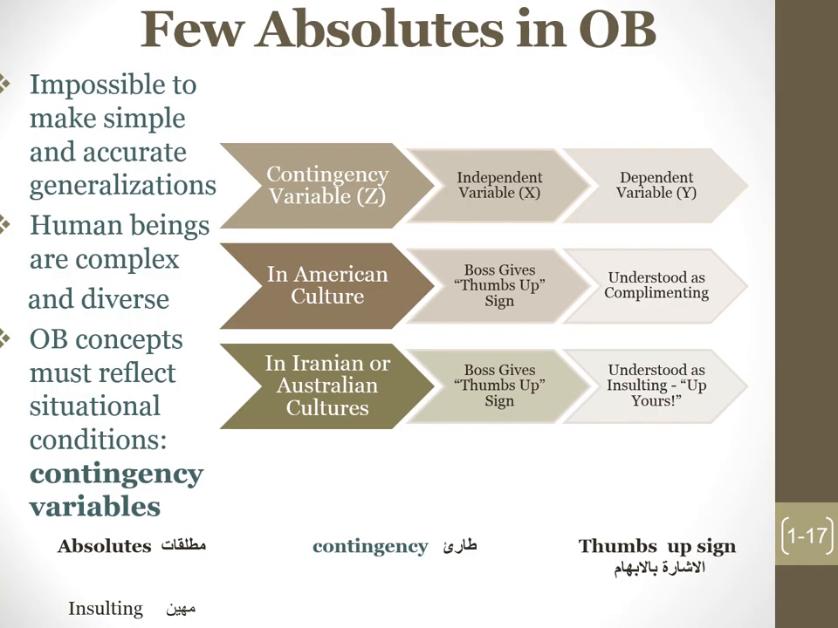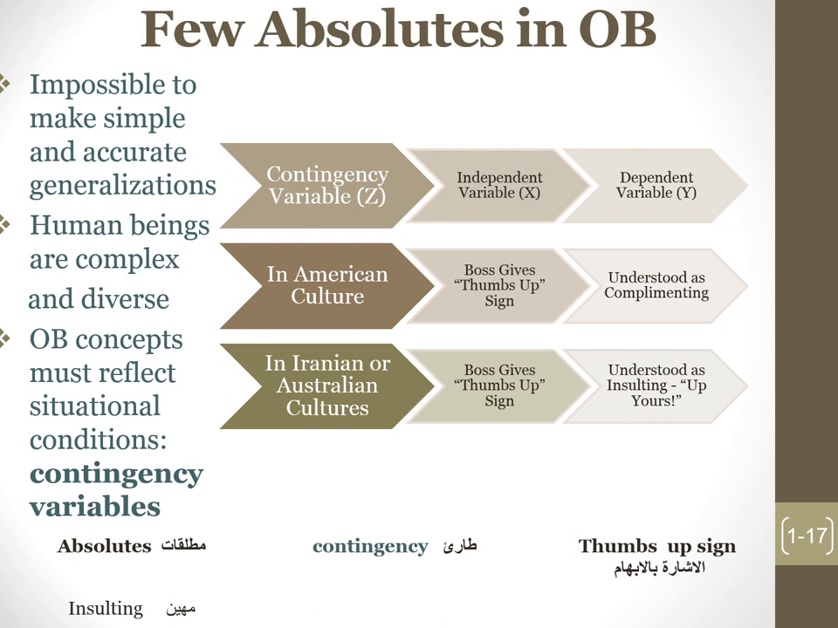Okay, what about absolutes in OB? There are few absolutes in OB. Three absolutes. One, it is impossible to make a simple and accurate generalization. No generalization. Two, human beings are complex and diverse. Our personalities are complex and diverse. Three, OB concepts must reflect situational conditions.